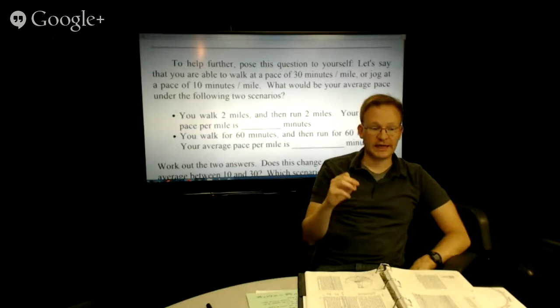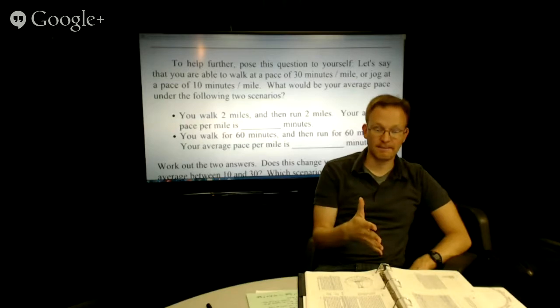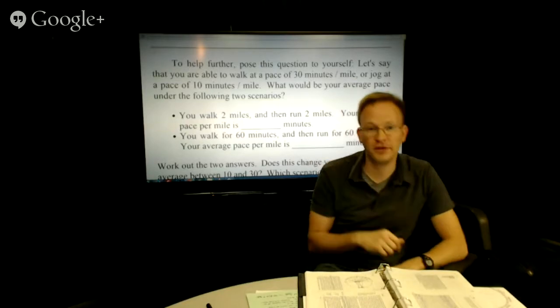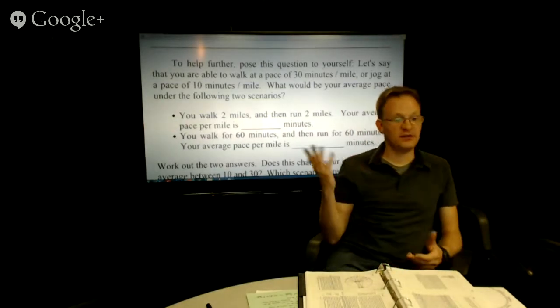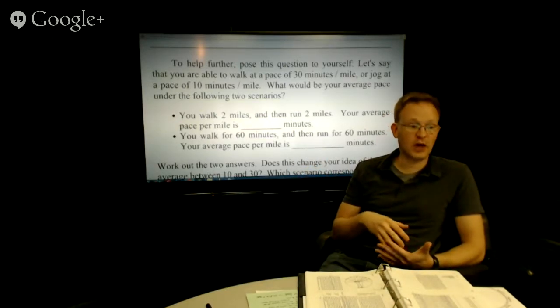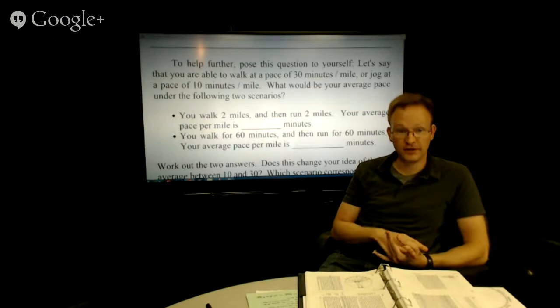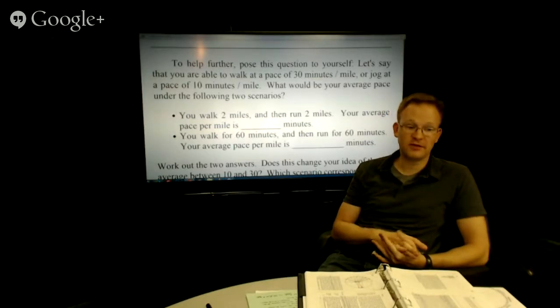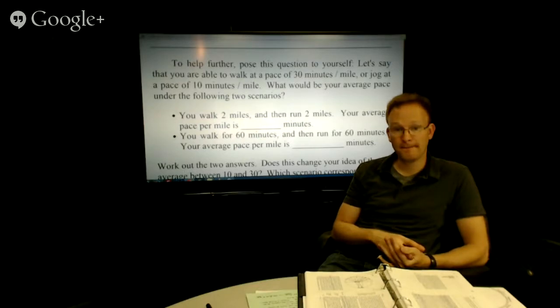This means that you can't add up all of the distances to get the total time. Here's why. Let's read through this aside. So it says, to help further, pose this question to yourself. Let's say you're able to walk at a pace of 30 minutes per mile, or jog at a pace of 10 minutes per mile. What would be the average pace under the following 2 scenarios?